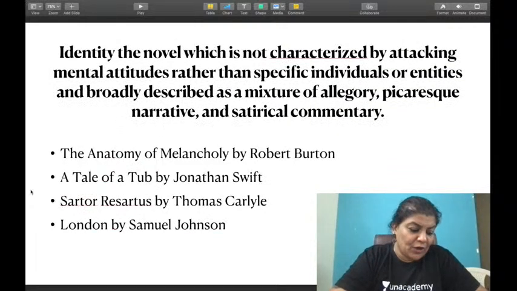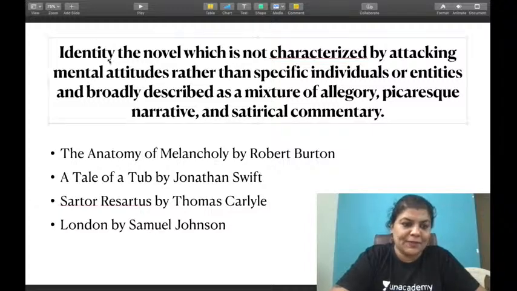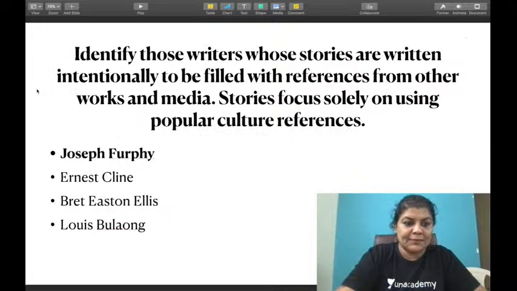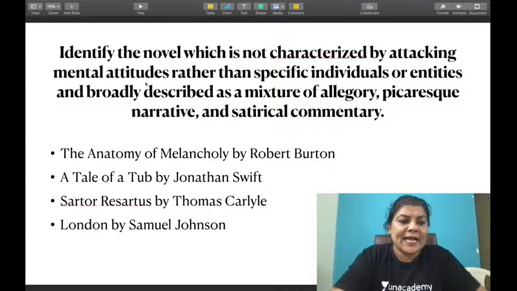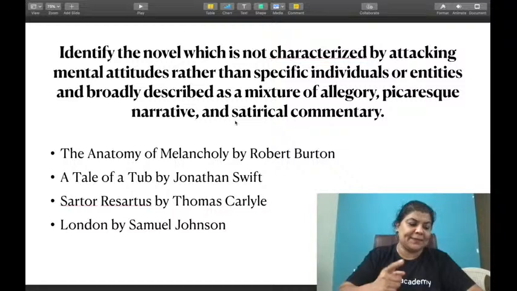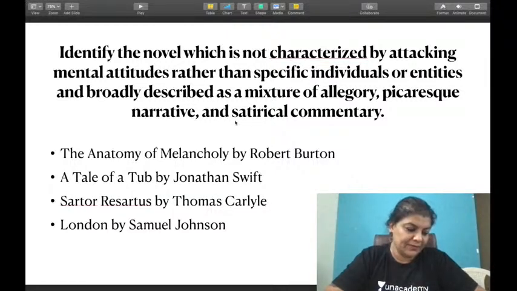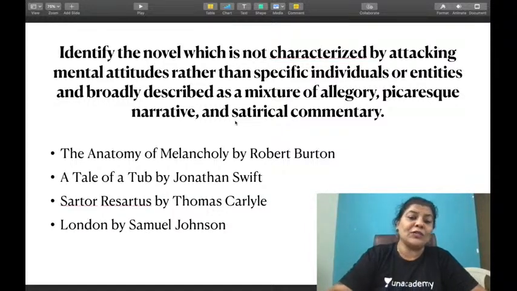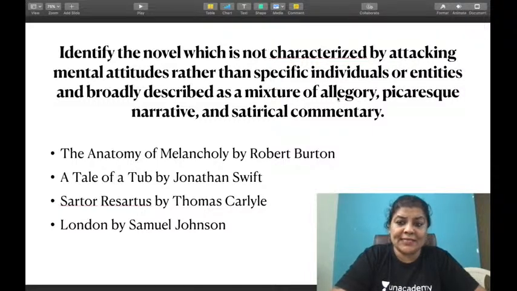Next question. Identify the novel which is not characterized by attacking mental attitudes rather than specific individuals. What kind of satire is that? The question means, which of the following novels is not a Menippean satire? That is the meaning of this question. Yes, I will do that. Which of the following is not a Menippean satire? What is Menippean satire? It attacks mental attitudes rather than specific individuals.